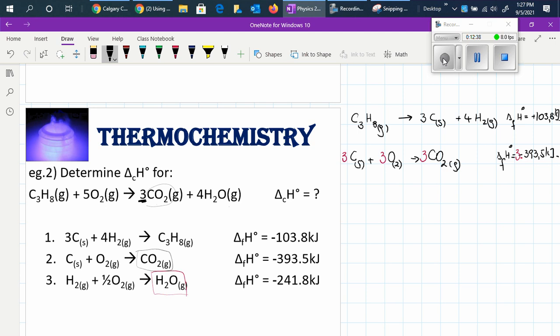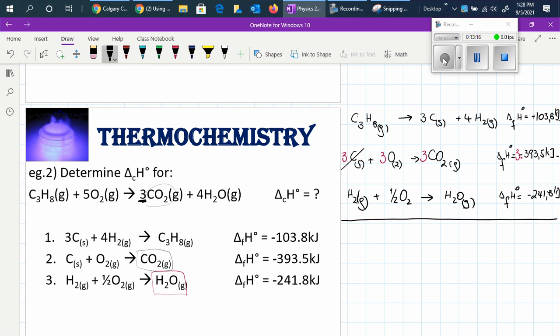Okay. Water, the other product that we have in the focus reaction, is as well in the product, so it's on the same side as the focus reaction. So we will keep it as it is. Hydrogen plus 1/2 oxygen gives us H2O gas, with the enthalpy of formation at standard conditions as a negative 241.8 kilojoules.